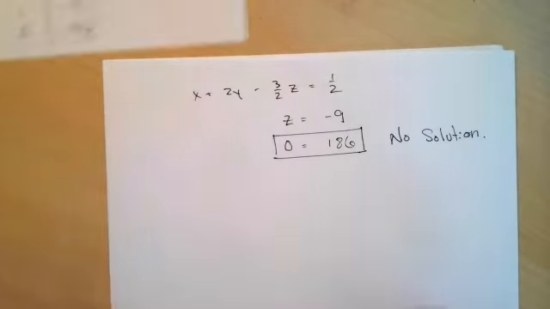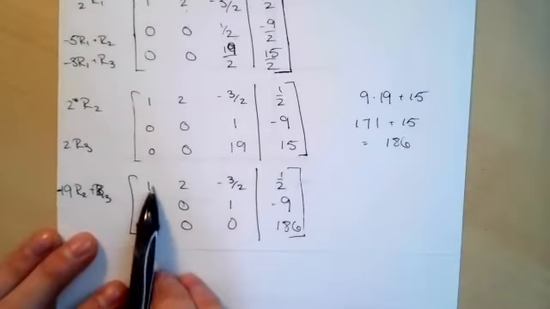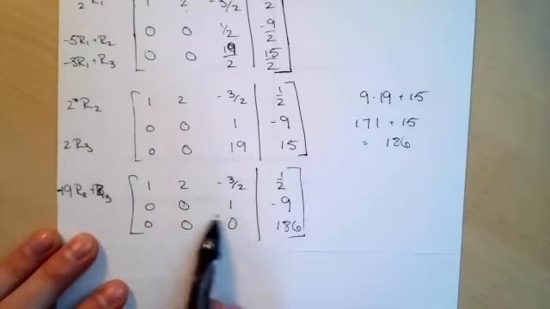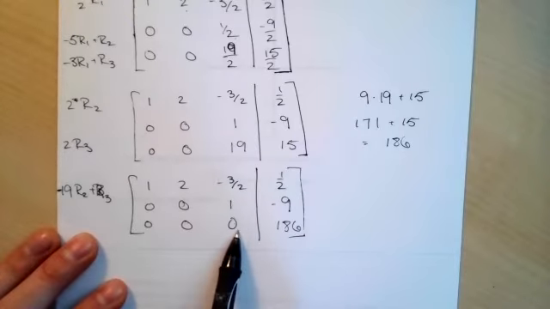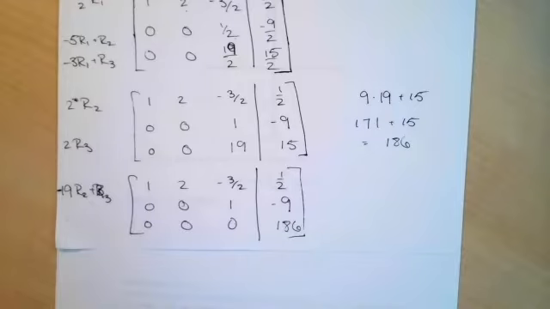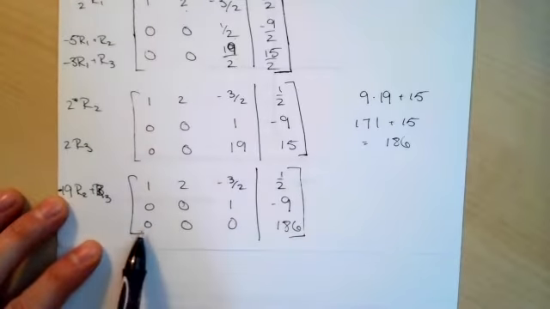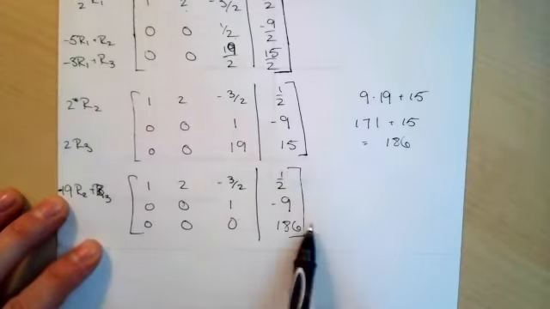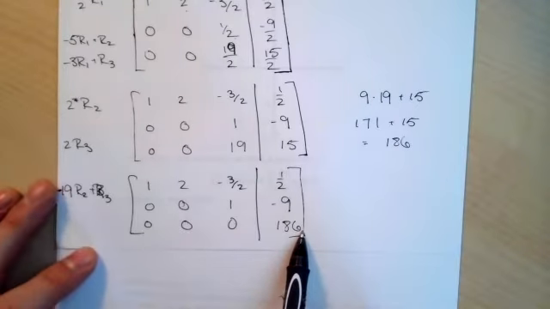So anytime we see a statement that doesn't make sense, like 0 equals 186, that means no solution. If we end up with a row without a leading coefficient, without a 1 in it, it could be no solutions or it could be infinite solutions. Anytime there's no 1, so it's all zeros but then a non-zero constant, that's going to be no solution.